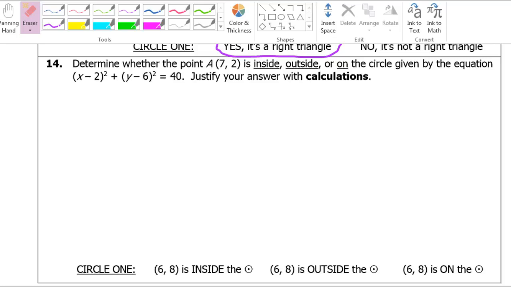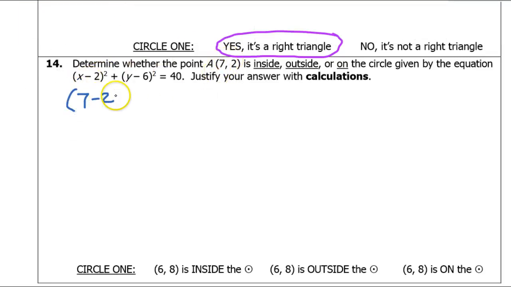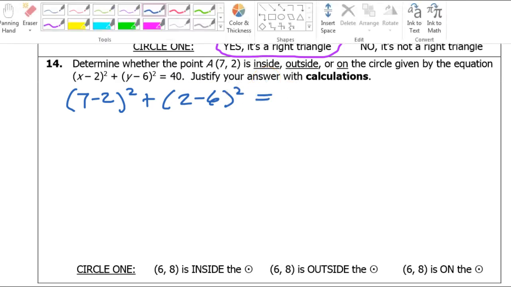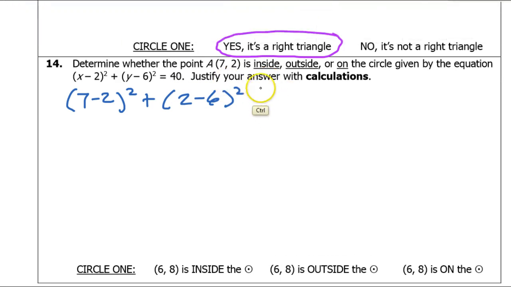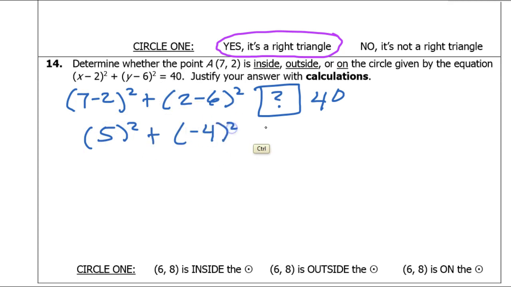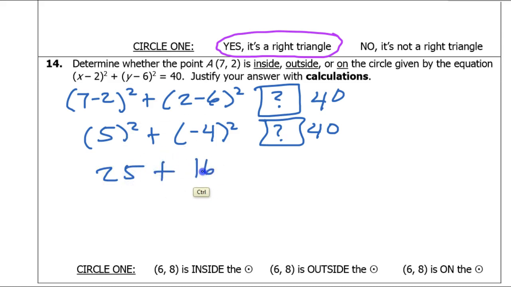So if I substitute 7 for x, I'm going to get 7 minus 2 squared. And then if I substitute 2 for y, that's 2 minus 6 squared. I shouldn't put an equal sign because I need to wait and see. I'm going to put a box with a question mark in it so I can see how it compares to 40. Well, this is going to give me 5 squared, and this will be negative 4 squared. So how does this compare to 40? Well, that's 25 plus 16, question mark, how does this compare to 40? So this is going to make 41.